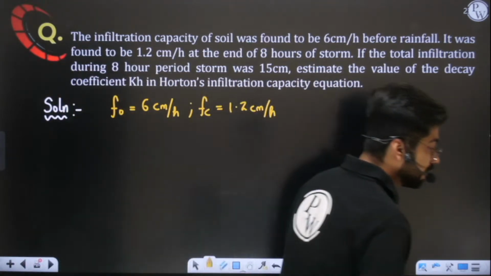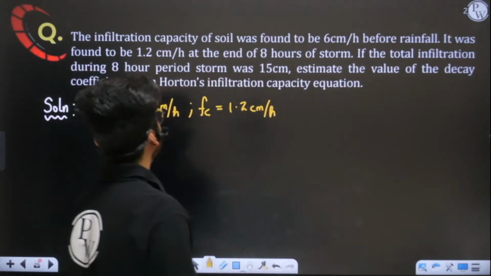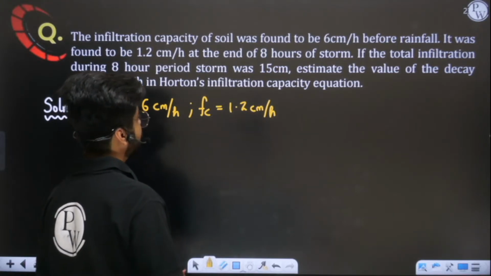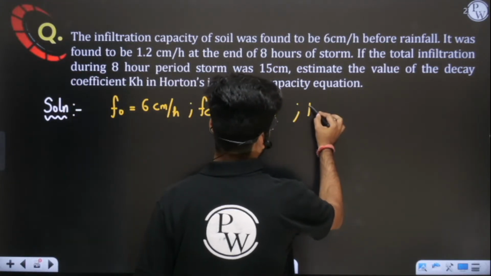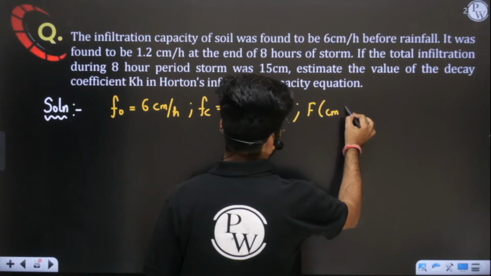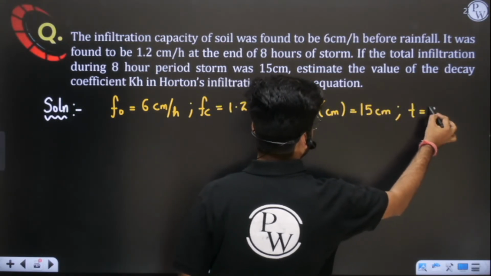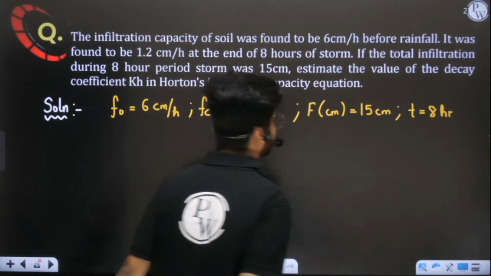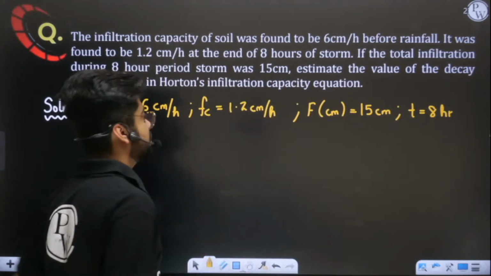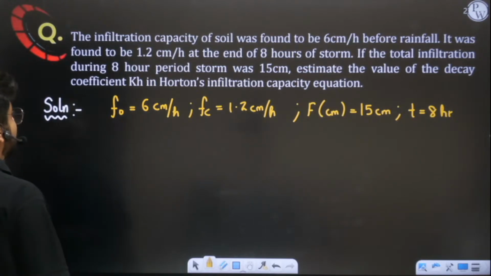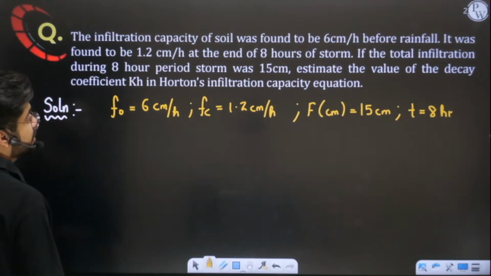Yes, perfect. Now, they are also saying the total infiltration during the 8-hour storm was 15 centimeter. That means F, the total depth of infiltration, is 15 centimeter, and the time duration is 8 hours. Now, estimate the value of the decay coefficient in Horton's infiltration capacity equation.